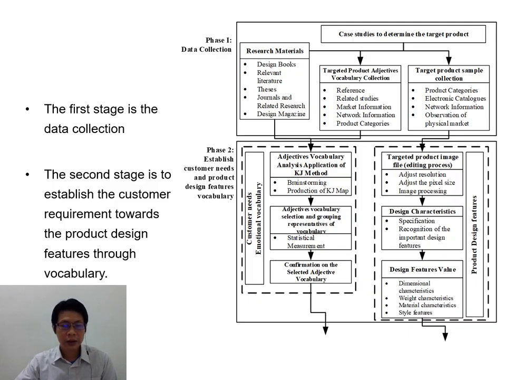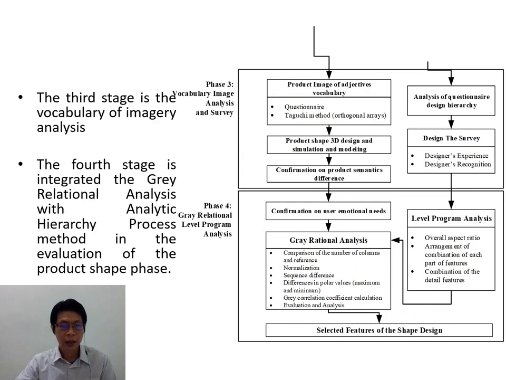Our research process has four stages. The first stage is the data creation. The second stage is to establish the customer requirements toward a product design feature through vocabulary. Stage three is the vocabulary imaging analysis. Stage four is to integrate the GRA with the AHP method in the evaluation of the product shape.